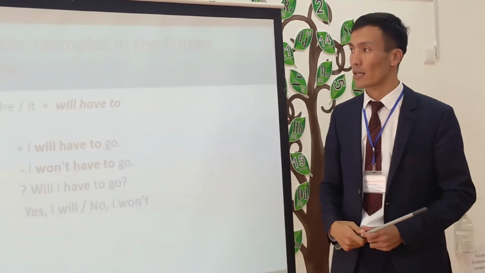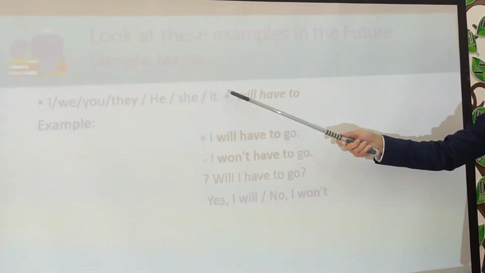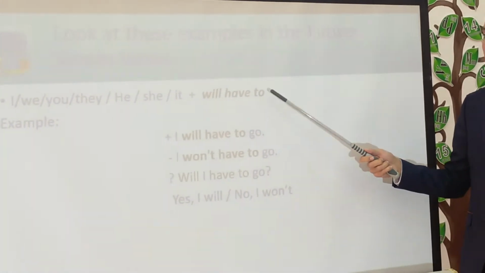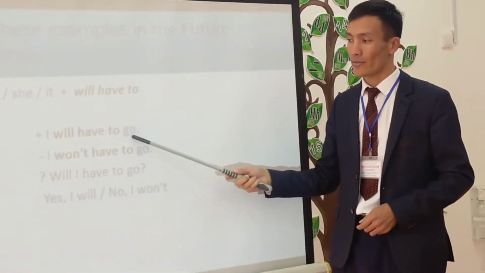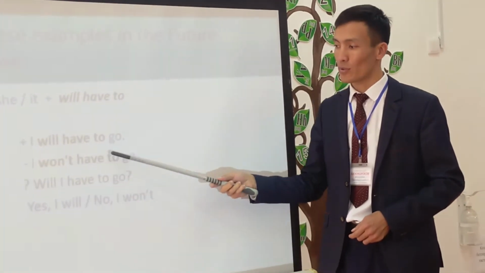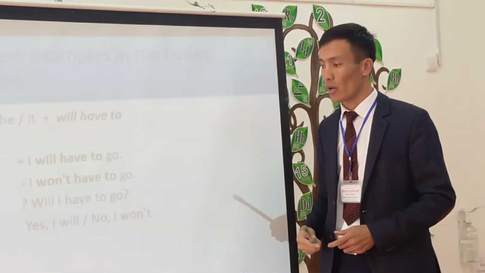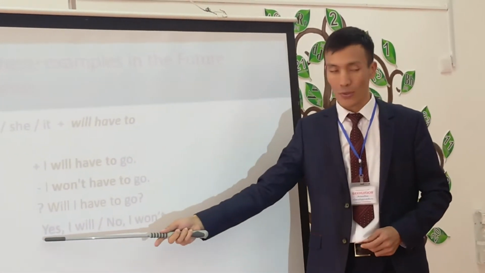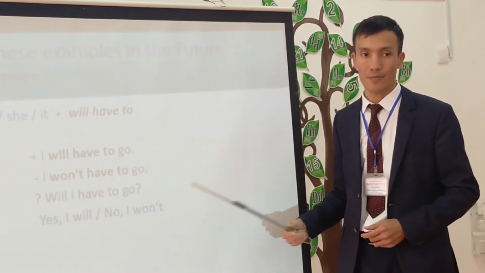Next. Look at these examples in the future simple tense. Келер шарт нұсқасындағы мысалдарға қараймыз. I, we, you, they, he, she, it. Осы есімдіктерге will have to қолданылады. For example, I will have to go. Negative form, I won't have to go. Question form, will I have to go? Short answer, қысқа жауапты yes, I will. No, I won't. Next.